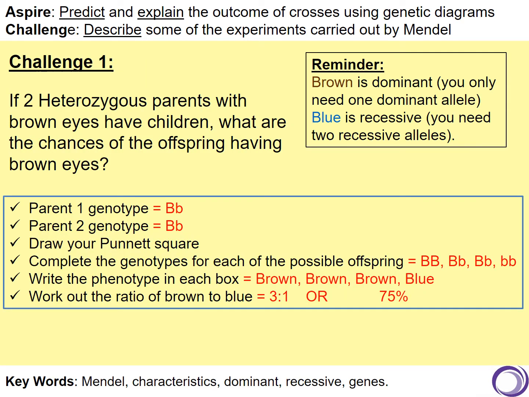Okay, so this slide summarises the video you've just seen. Parent 1's genotype was big B, little b, heterozygous. Parent 2's genotype, big B, little b, again heterozygous. The Punnett square we drew. The genotypes for each offspring were big B, big B, big B, little b, big B, little b again, or little b, little b. The phenotype was then brown, brown, brown, blue. And the ratio of brown to blue was 3 to 1, or 75%. But be careful, if it specifically asks for a ratio, you need to write 3 to 1.